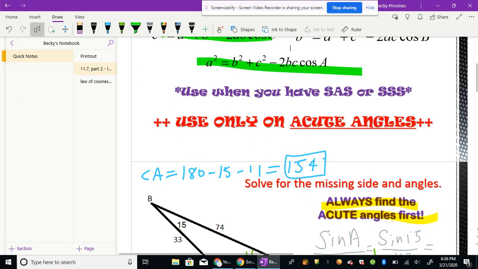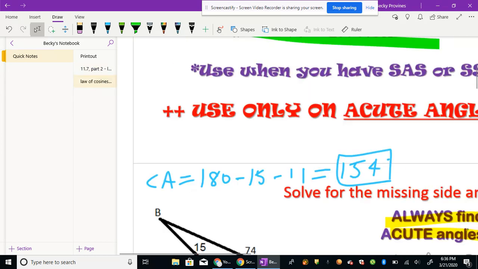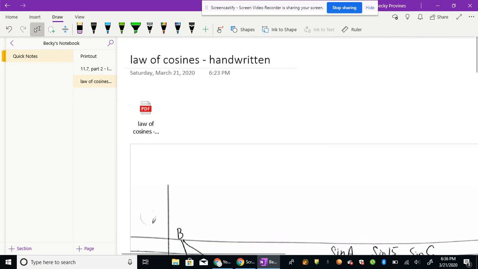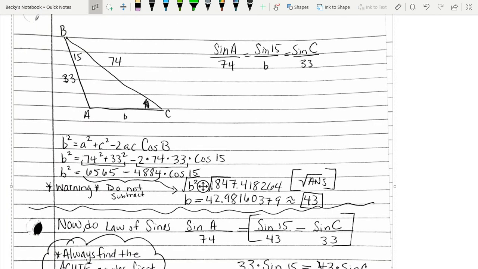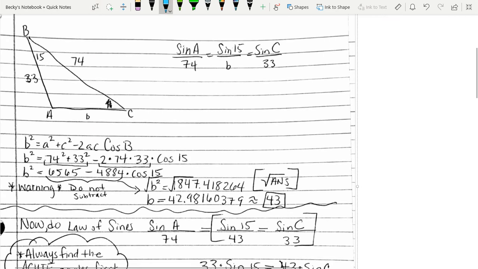I was having trouble writing with my stylus. It wasn't going well, so I just wrote it out on paper and inserted it. So we'll see how this goes. I'll read you the picture.